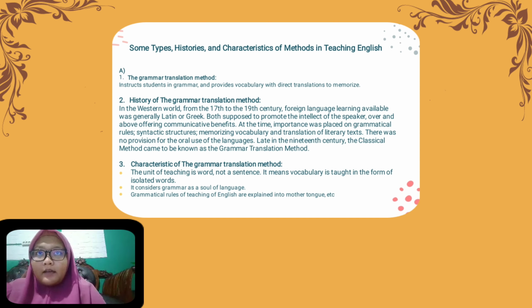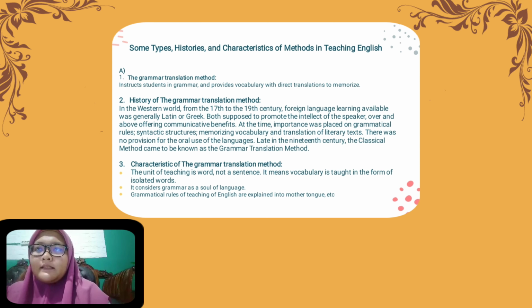At that time, importance was placed on grammatical rules, syntactic structures, memorizing vocabulary, and also translations of literary text. There was no provision for the oral use of the languages. Late in the 19th century, the classical method came to be known as the grammar translation method.